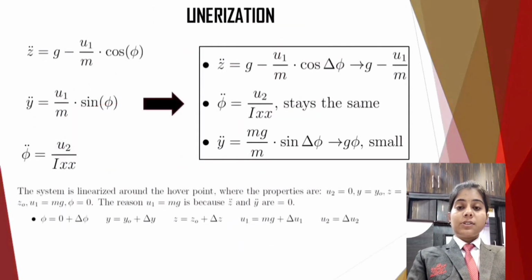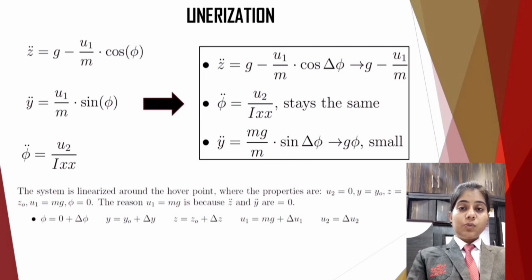Linearization. Here the system is not linear due to the presence of sine and cosine functions of phi. U1 is coupled for both the Z and Y planes. The system is linearized over the hover points, where U2 equals 0 due to the roll angle being 0, due to which there is no movement. Z equals Z0, where it starts moving up and down, and the value of U1 becomes mg, due to which the phi angle becomes 0.